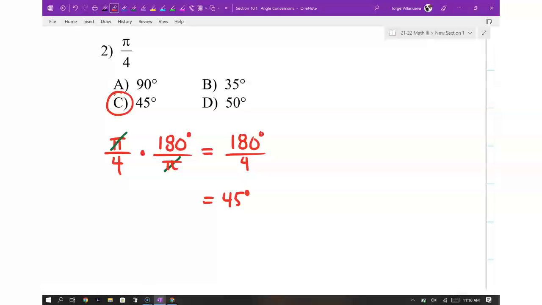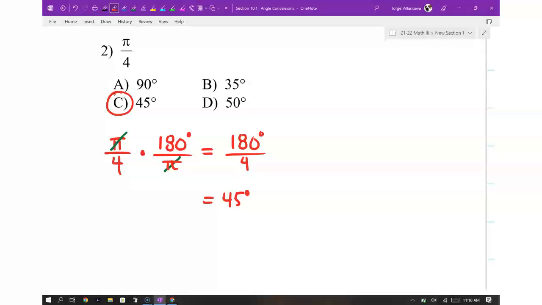Notice, I didn't need to know that whole business about how many pieces go around a circle or anything like that. I didn't need to know that. Okay? I just needed to know the conversion factor. Okay? That's all I needed to know. So, this was radian to degree.